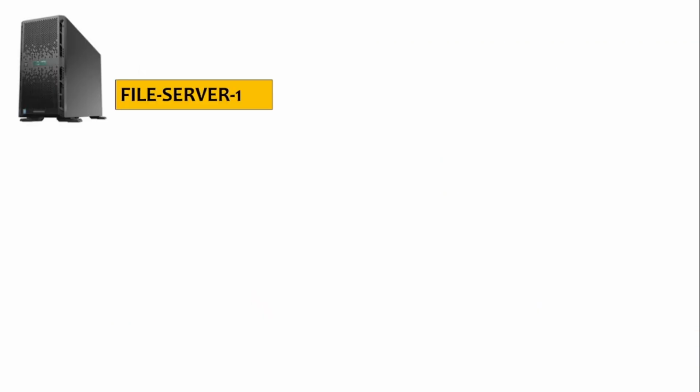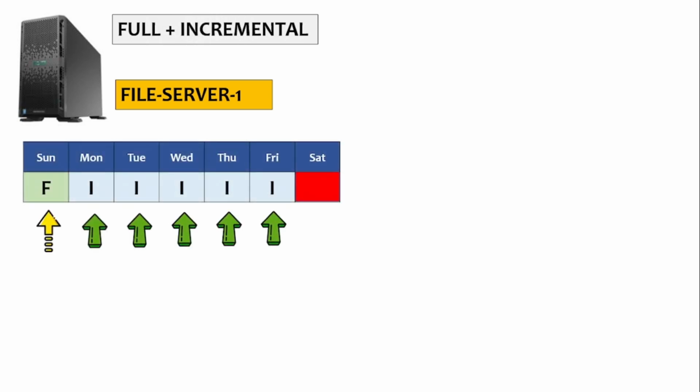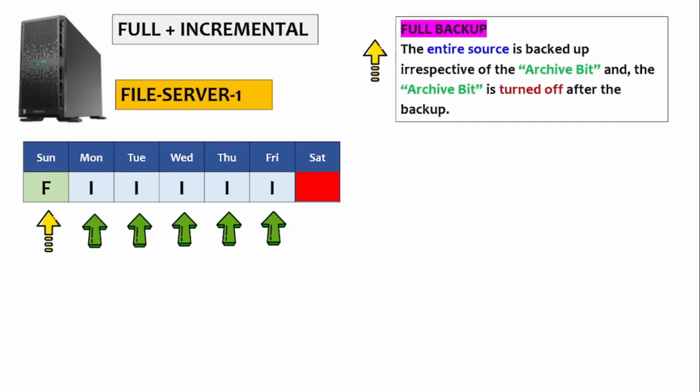So let's say file server 1, and the backup strategy is full plus incremental. So we have one full backup and we have 5 incremental backup sets. So full backup is the entire source is backed up irrespective of the archive bit, and the archive bit is turned off after the backup is over. So let's say Monday evening the backup completed, and now there is no file on the file server on which the archive bit is on. So everything is off now, the archive bit has been turned off.